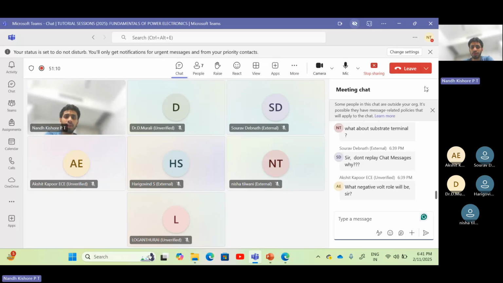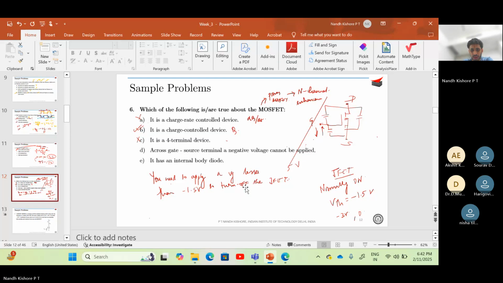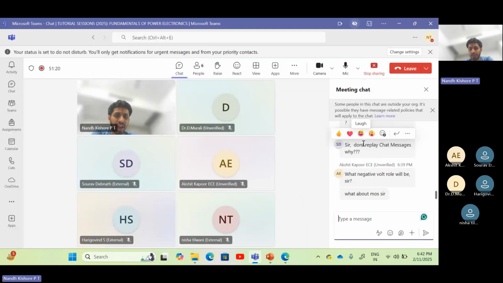So I'll just take a pause over here for a minute. And for MOSFETs, if you assume that they are power MOSFETs, which are n-channel enhancement mode MOSFETs, then the threshold is positive, and therefore you need to apply a positive voltage to actually turn on the MOSFET, or else it is normally off.